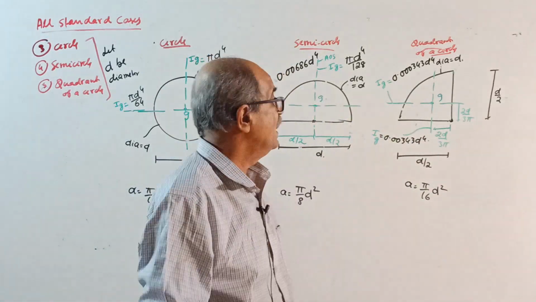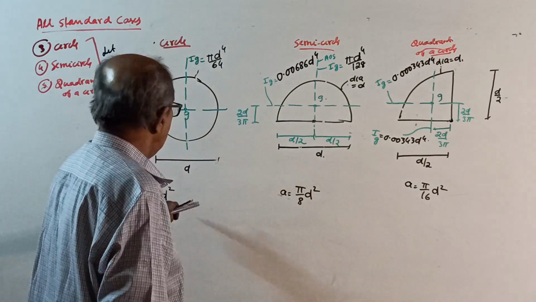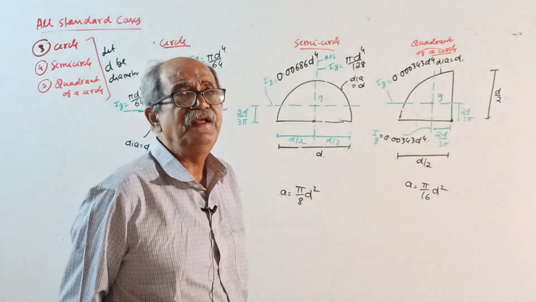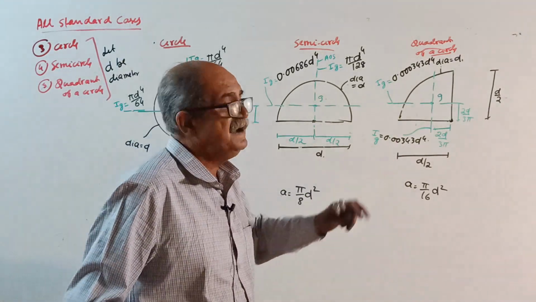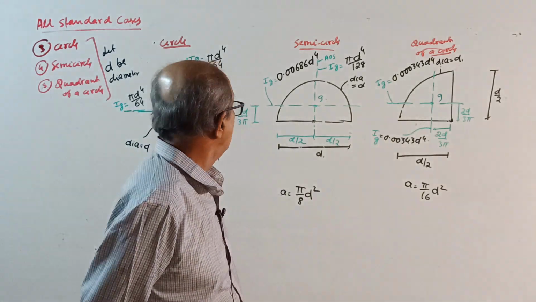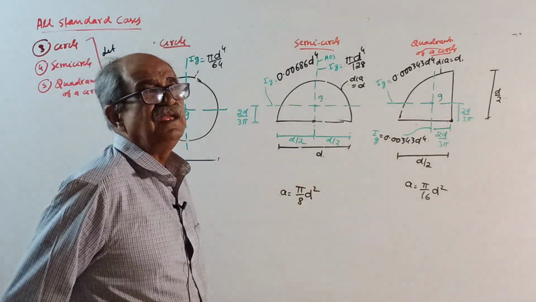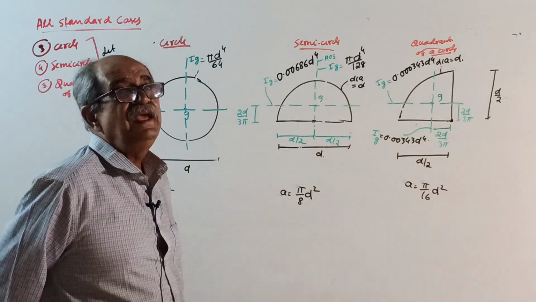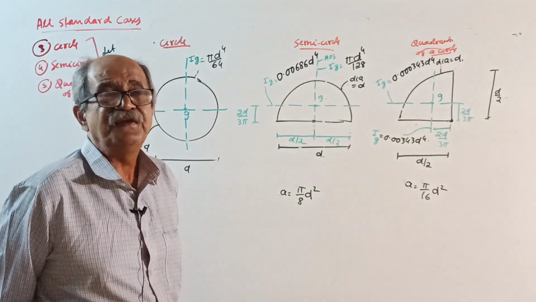Once again I will tell: circle area is πd² by 4, semicircle area is half, πd² by 8, quadrant is half of that, πd² by 16. Then for the circle, any I, the centroid is at the center. Any I is πd⁴ by 64.